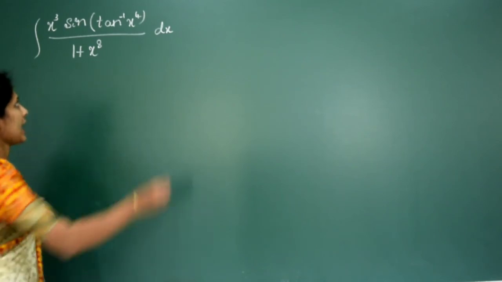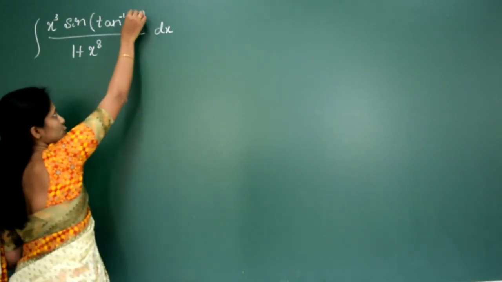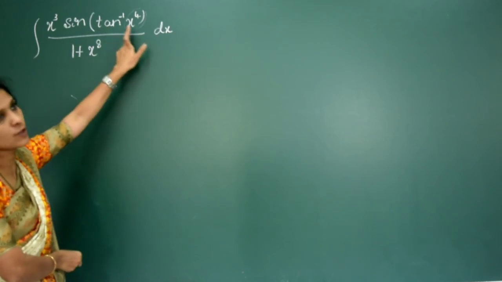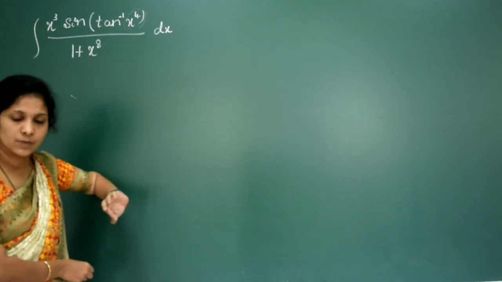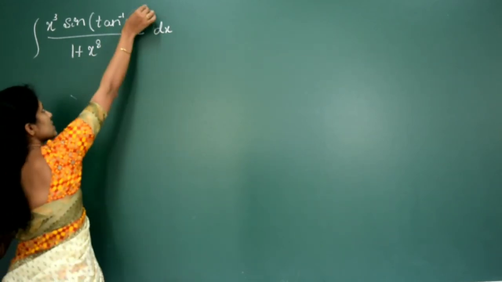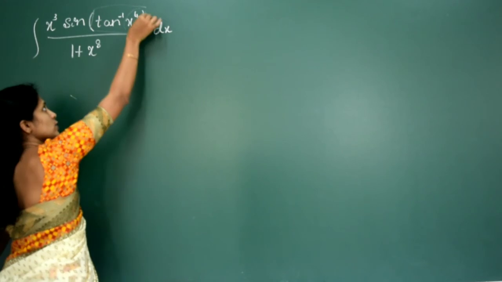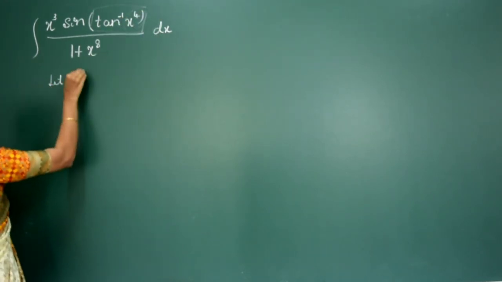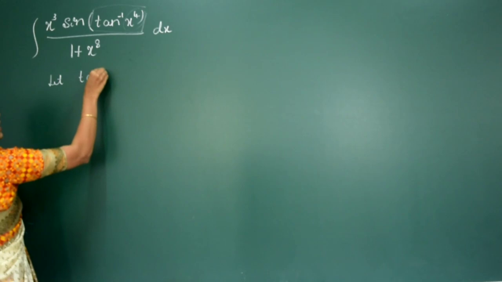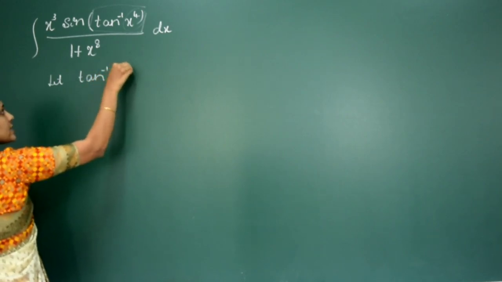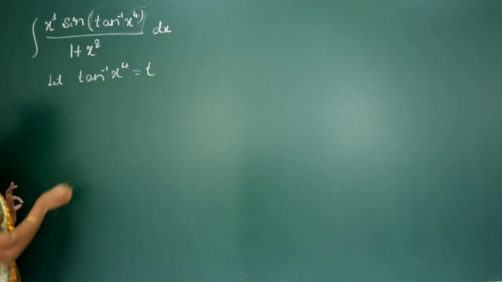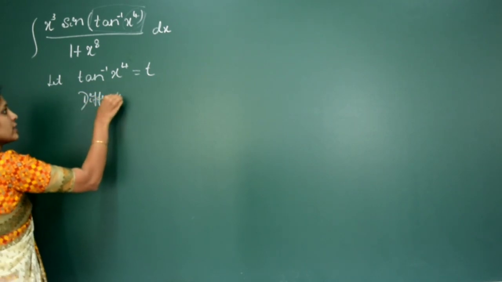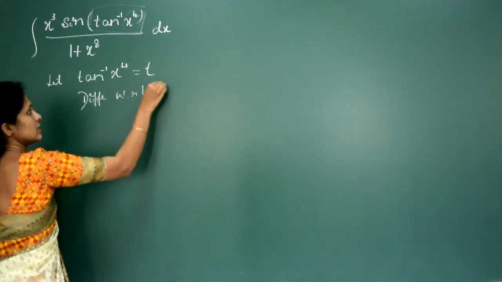Here either you can first give the substitution for x to the power 4, then give the substitution for tan inverse of x to the power 4. That is also possible. Or directly we can go with the substitution tan inverse of x to the power 4. Let tan inverse of x to the power 4 is equal to t. Now we need to differentiate.